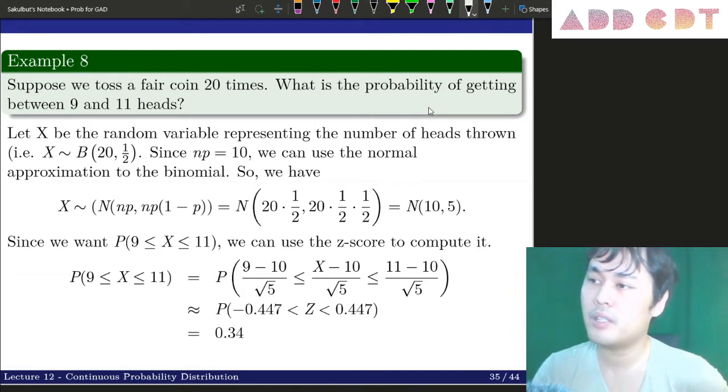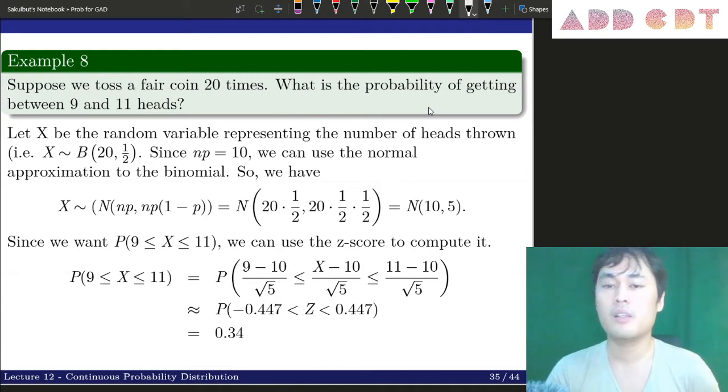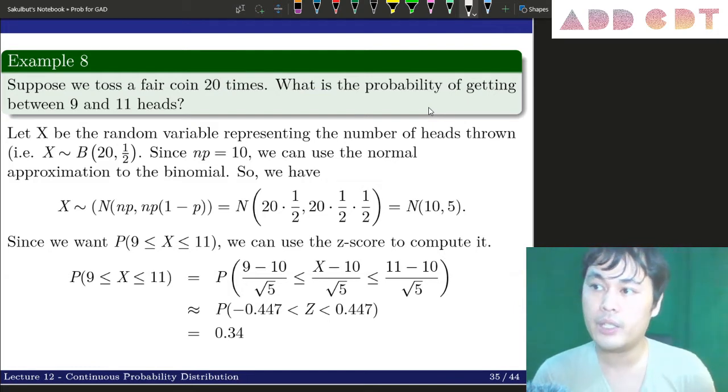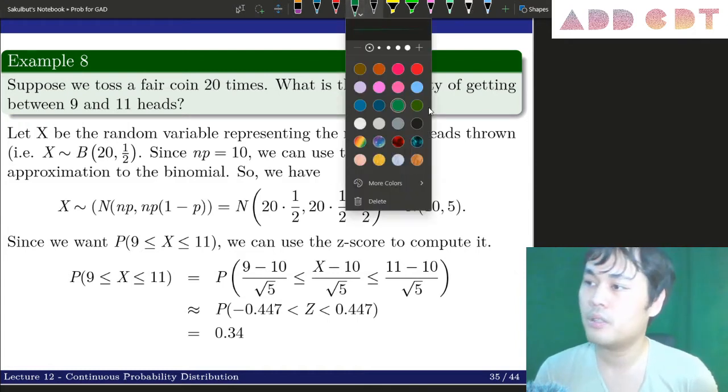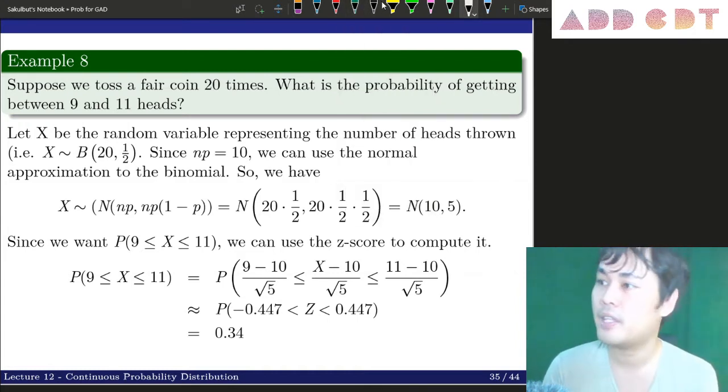So the question is gonna be this simple. Let's say we toss a fair coin 20 times. You can toss 20 coins at the same time. What is the probability of getting between 9 and 11 heads? The question is just as simple as that.